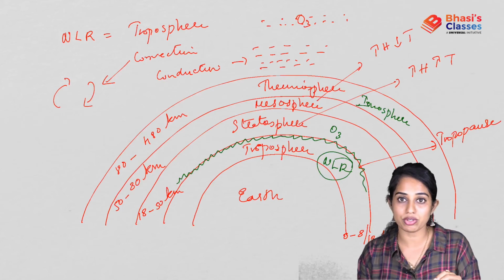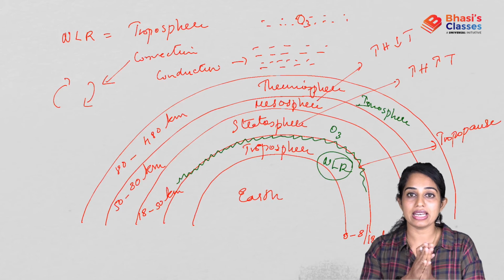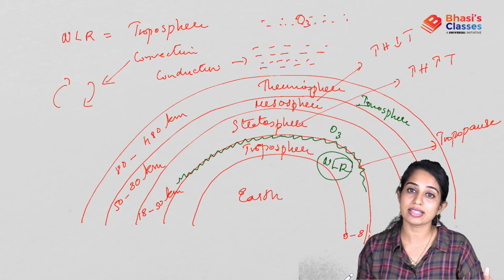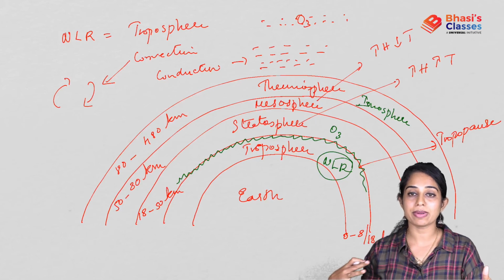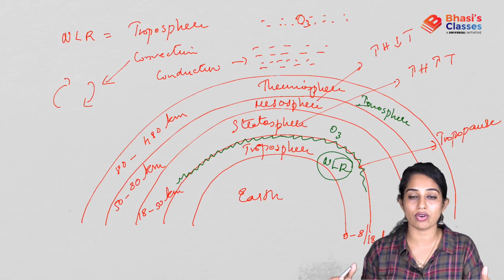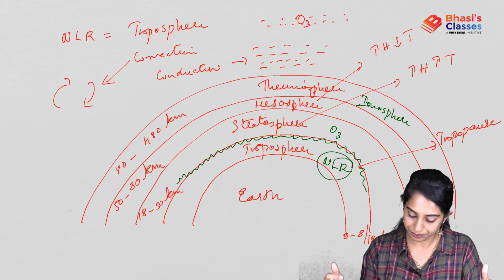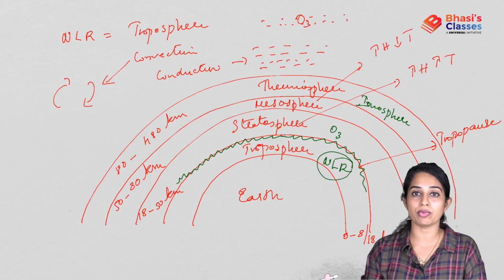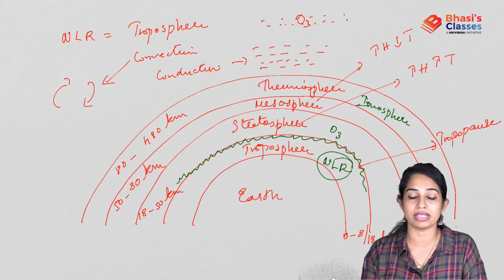Okay, coming back to the mesosphere. In the mesosphere, NLR is there but not applicable as per the rate, because with increase in height there is decrease in temperature, but the molecules are sparsely populated, so we cannot generalize it saying that it is NLR. Then the last layer is the thermosphere. It is almost from 80 kilometers to 480 kilometers.